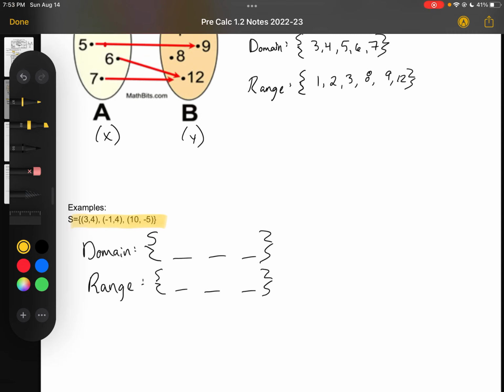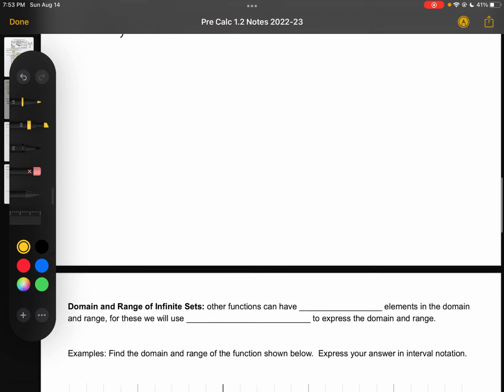Hey, Winnie. So again, 3 points in your set. Well, you should have 3 points in your domain, 3 points in your range, just depending on what you're taking a look at there. All right, so again, pop in that answer, go from there.